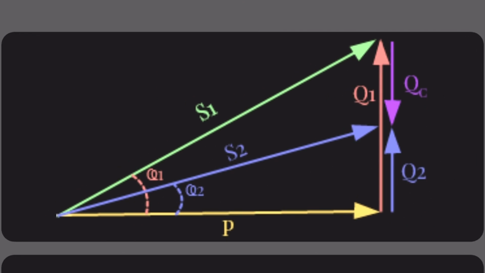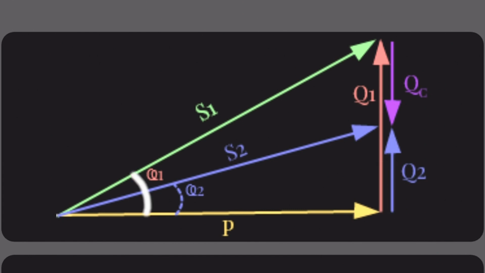Let's examine the power triangle to understand the components of the power vectors. Here is a graph showing two power triangles. The first represents the system before power factor correction, and the second represents the system after correction. The capacitive reactive power is the counterpart of the inductive reactive power, represented by Q1 and Q2.